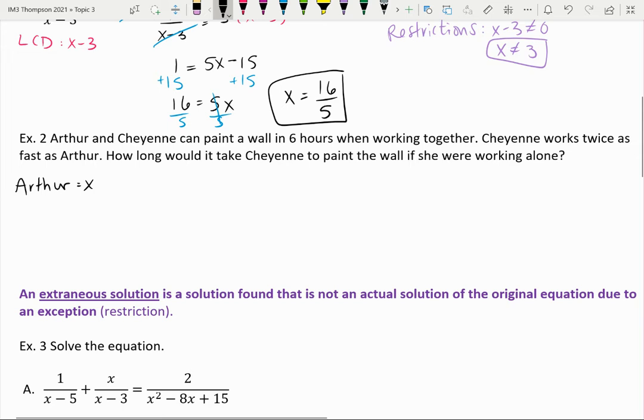So if it's going to take Arthur X amount of time to paint the wall, then how much of it can he do in 1 hour? That's just going to be represented by 1 over X. That's the rate at which he works, whatever X is. Now Cheyenne works twice as fast. So if Arthur can write a paper in 2 hours, Cheyenne can do it in 1 hour. She's twice as fast.